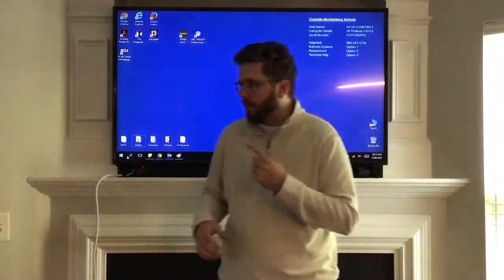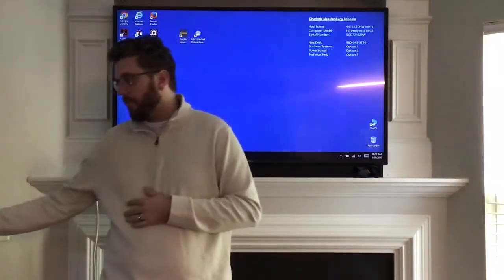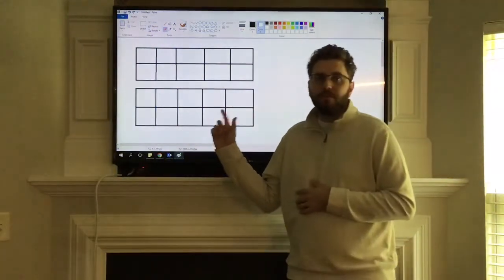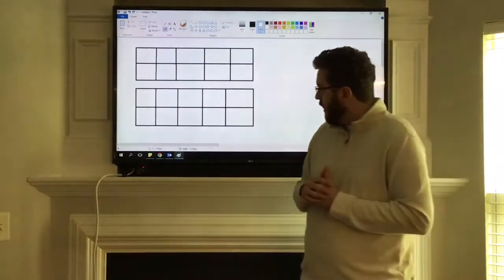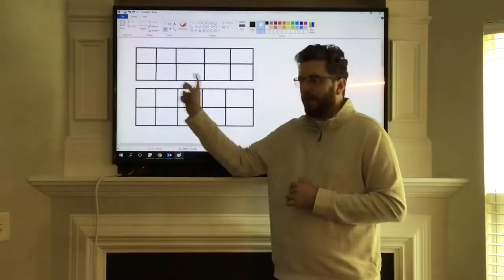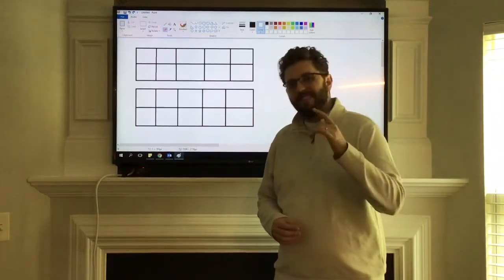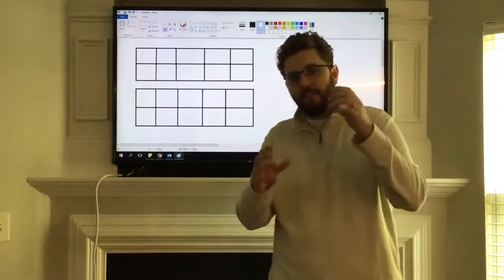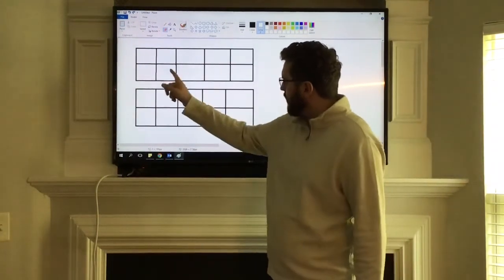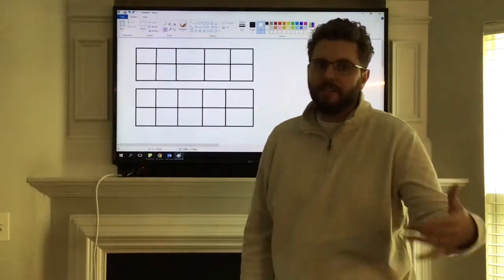Now remember, when we do that, we're working with a couple of things. One thing that we need to remember is a double 10 frame. You guys remember that? Anyone remember why it's called a 10 frame? Just looking at this top one right here. Why is it called a 10 frame? That's right, because it has 10 spaces or 10 openings. 1, 2, 3, 4, 5, 6, 7, 8, 9, 10. It's got 10 spaces, that's why we call it a 10 frame.